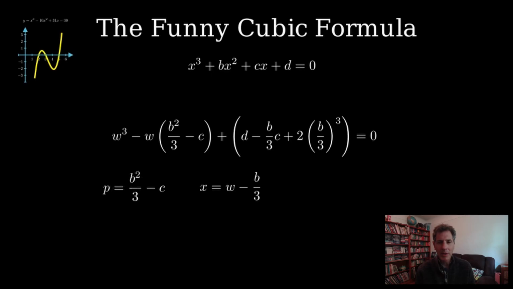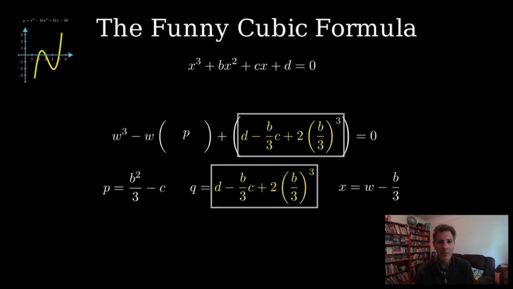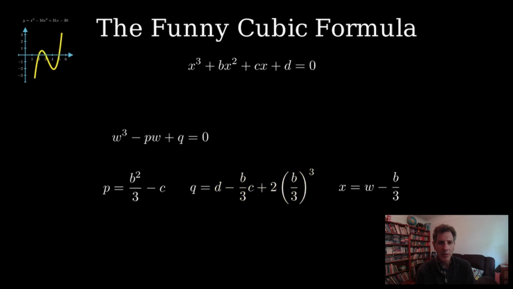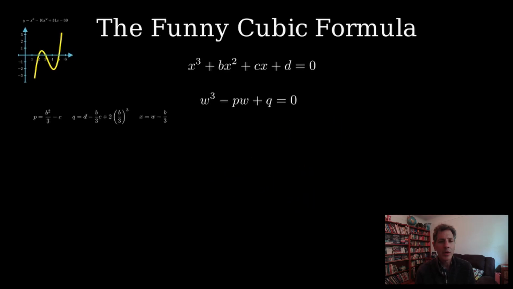Let's let p be the coefficient in front of the w to make things simpler, and let's let q equal the constant term. To make some further progress, we make a guess at what our answer will look like, and it will turn out to be a successful guess that our answer will be in the form of u plus v, where u and v are 2 separate terms. So we'll make the substitution w equals u plus v.